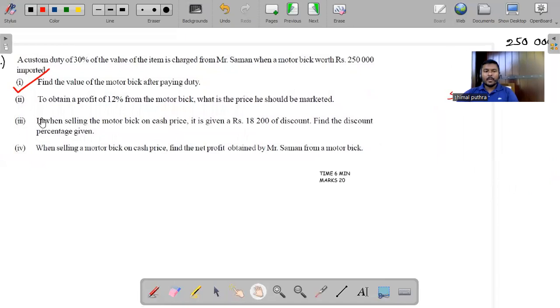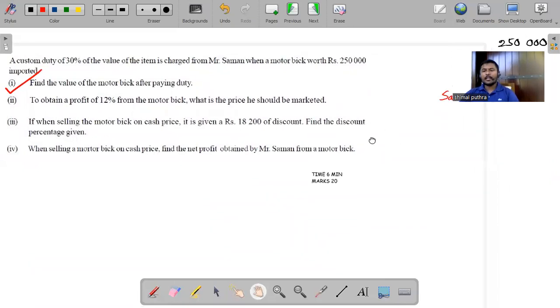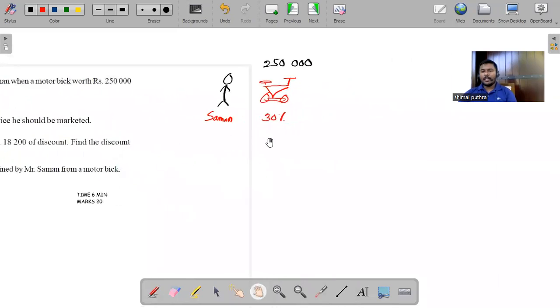Second one. To obtain a profit of 12% from the motorbike, what is the price he should mark? Yes, we know normally he imported this motorbike to sell. That means he needs a profit. That's what we are calling business. If we are doing a business, definitely we need a profit. That's why we are doing the business.